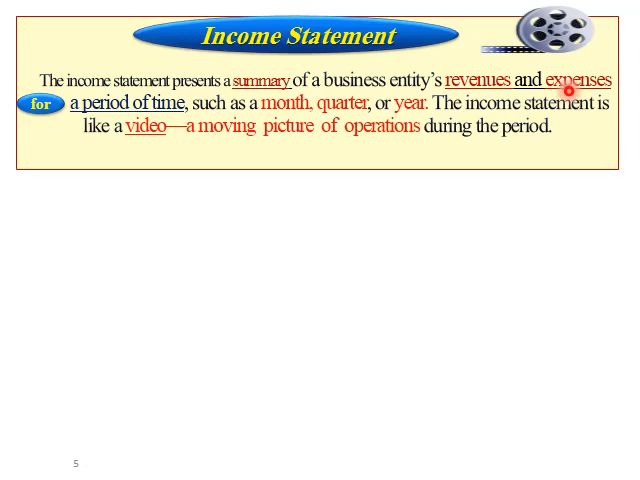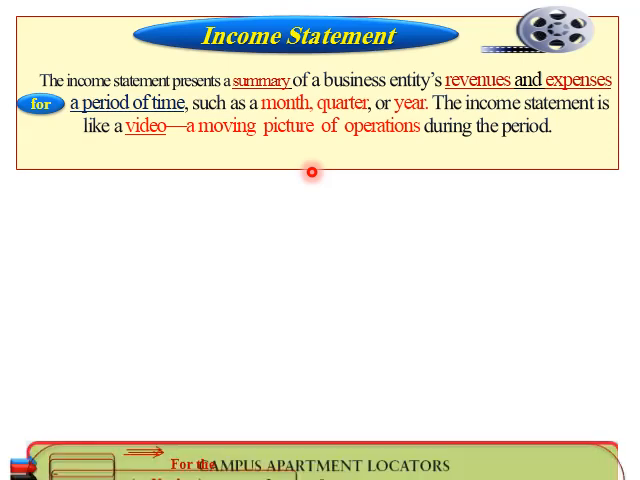If you pay rent expense of $100 per month, and you are preparing an income statement for a quarter, your rent for 3 months will be 300. So for a period of time means total revenue for this period of time and total expenses for this period of time. The income statement is like a video, a moving picture of operation. It lets you see how the operation was acting during this period.